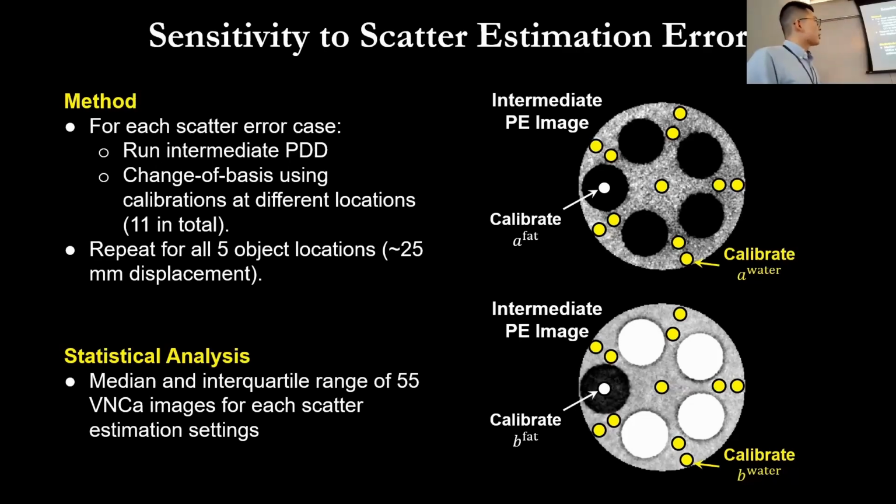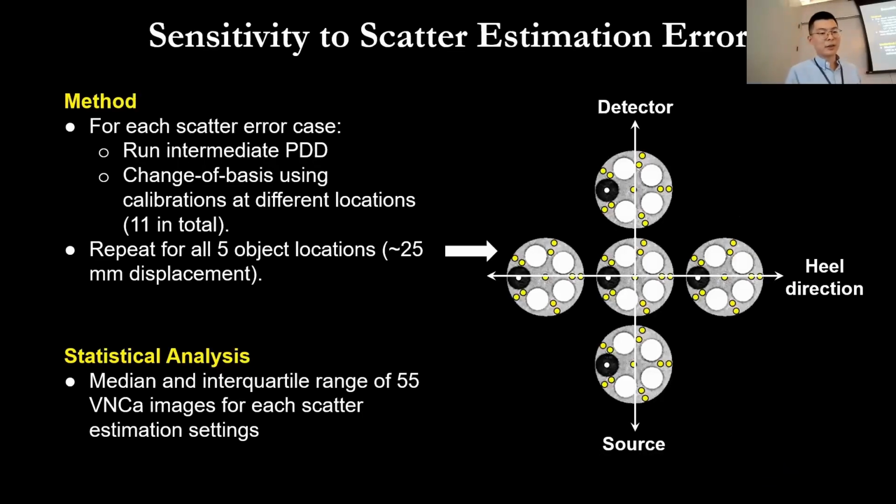Here, because you're not going to prop the same region of the water at the same location all the time, we do another reproducibility study where we run this decomposition with 11 different calibration regions for water. It's all these yellow circles marked here. And just to remind you that I'm repeating everything for 5 different locations. So at the end, I have 55 non-calcium images generated for every scatter error case, so that we can do some statistical analysis for the study.